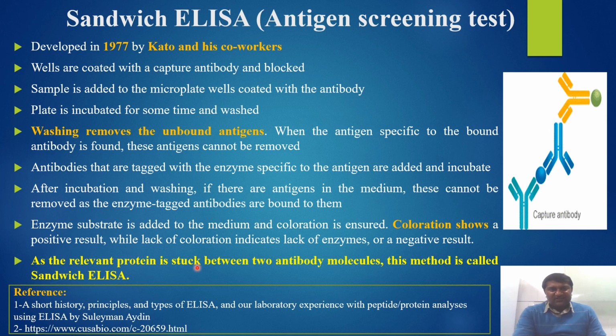while the lack of coloration indicates the lack of the enzyme, or a negative result. As the relevant protein is stuck between the two antibody molecules, this method is called the sandwich ELISA. In this picture, you can also observe the captured antibody, the antigen, then the detected antibodies, then the secondary antibodies that are conjugated.